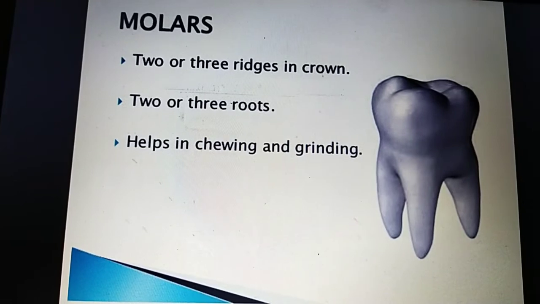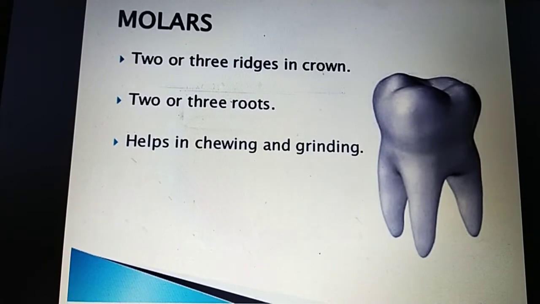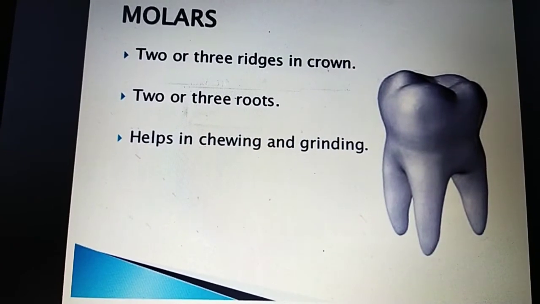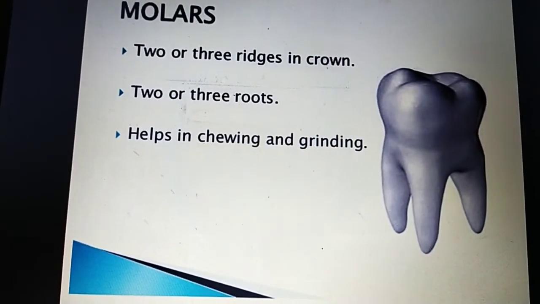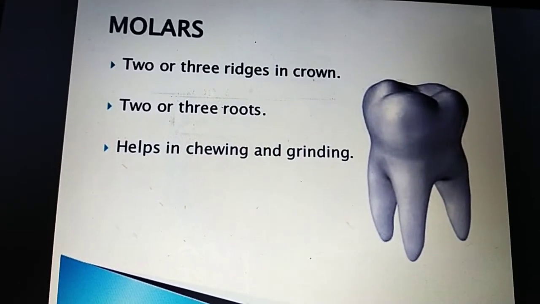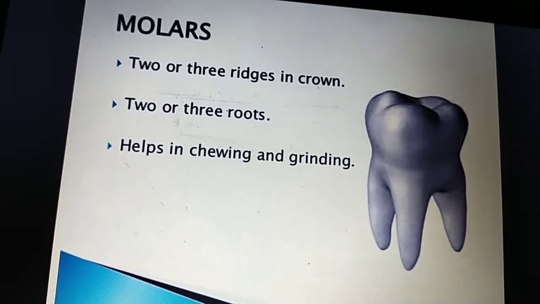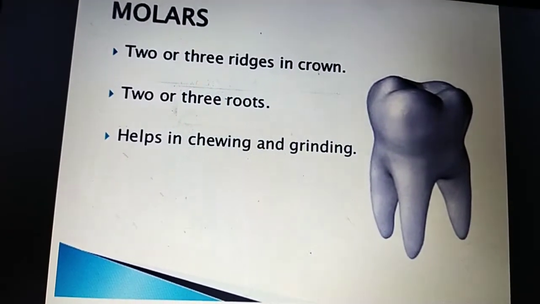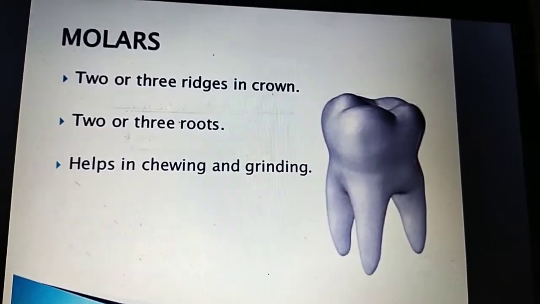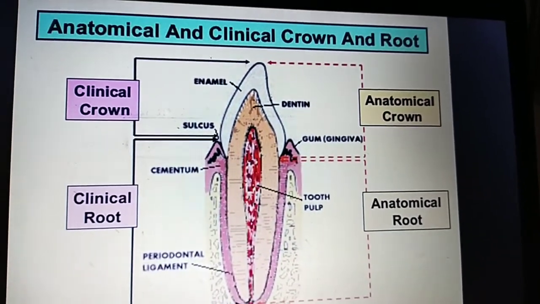Incisors have a flattened crown and a single root. The canine also has a pointed crown and a single root. The premolar has two ridges in the crown and one or two roots, and the molar has two or three ridges in the crown and two or three roots, and helps in chewing and grinding. You can see here the anatomical and clinical crown and roots.